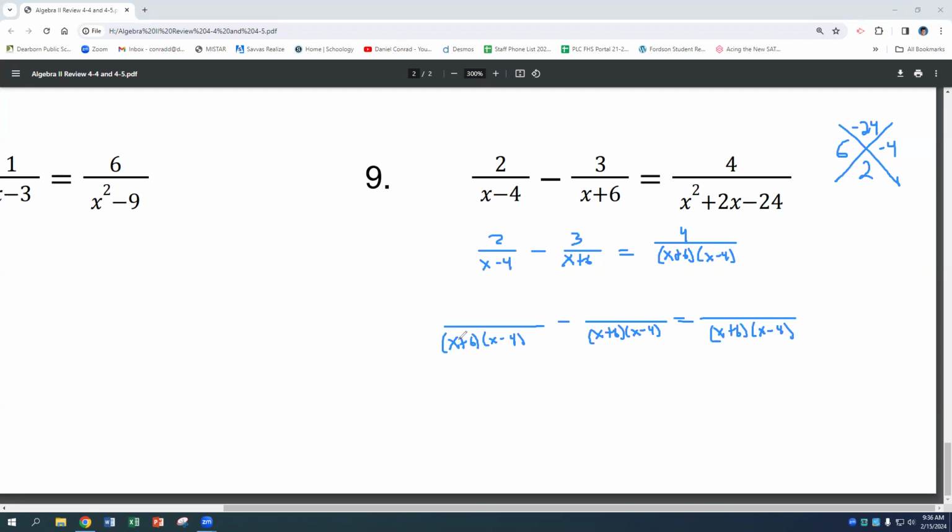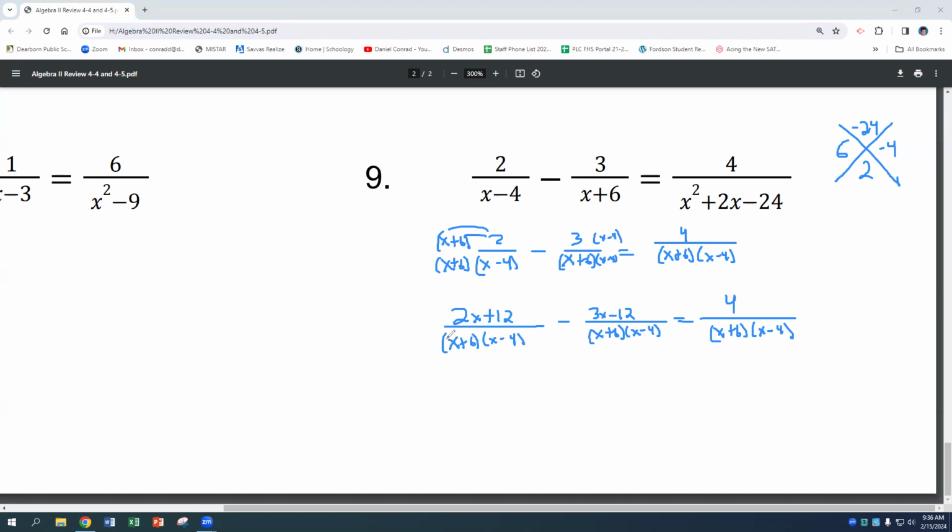Okay, so on the first one, we're missing an x plus 6, so I need to multiply by x plus 6. So that's going to give me 2x plus 12. Okay, over here we have x plus 6. So we're missing the x minus 4. So we got to multiply by x minus 4. That's going to give me 3x minus 12. Okay, and then this one's good, so it's just going to be a 4.